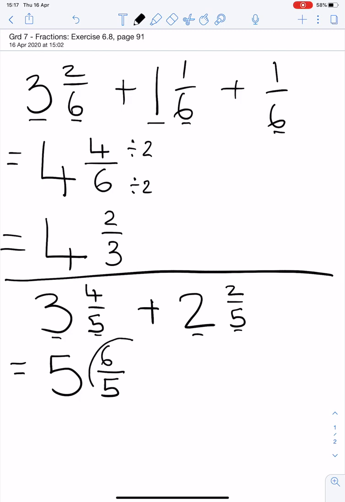Now, that is an improper fraction, so we need to simplify it. 5 goes into 6 once, so we add that 1 to the 5, and we get 6. And we are left with 1 over 5.